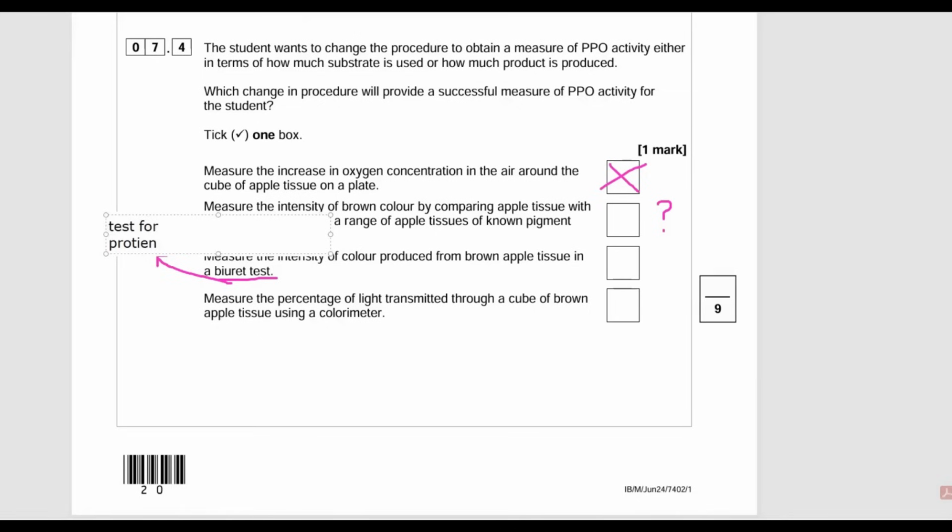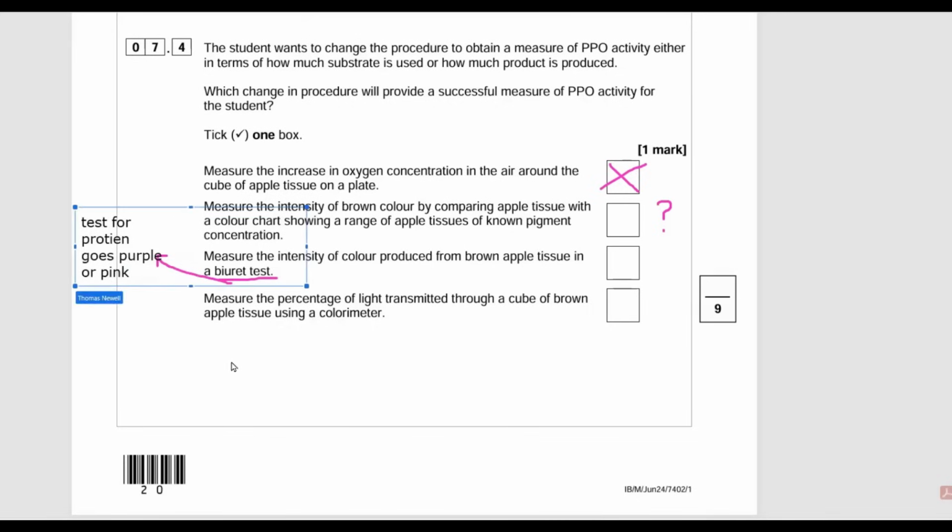And it goes purple or pink. Does it go brown? No. So that would be really crusty to use, because the Biuret's doesn't go brown. So you can't really compare it to the apple tissue.